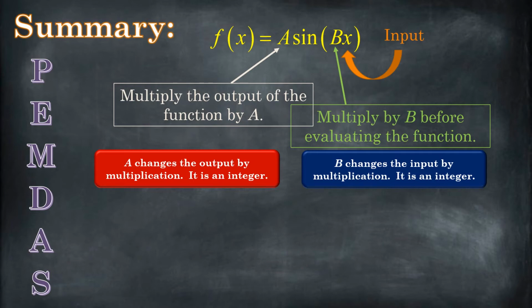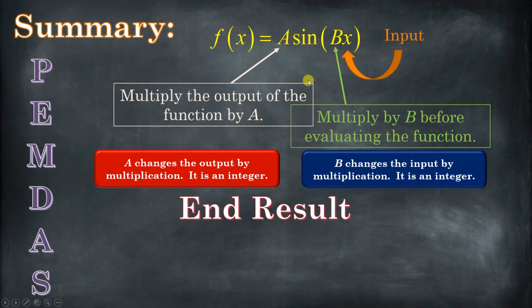The input is the x-axis, and so it changes how wide or how long a period is on the x-axis, or how short it is. That's what b does. And a changes how far up or down the graph goes. So the end result is this, right? Here's the takeaway, and then we'll apply this takeaway to an example.